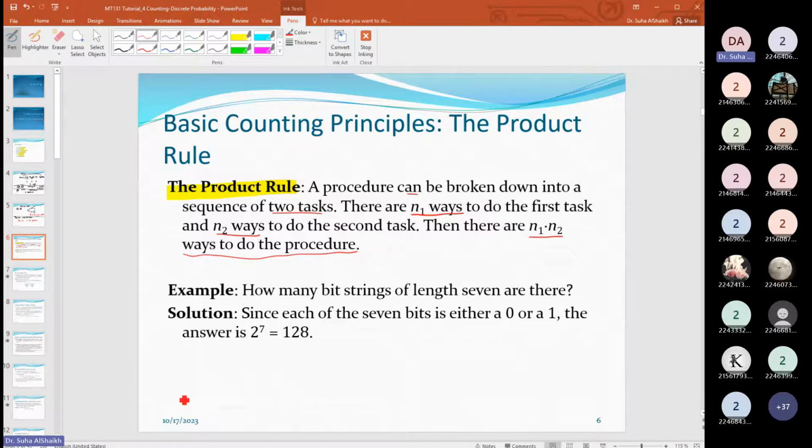Okay, so if I have 2 procedures, one finishes and then I do the next, it means the number of outcomes will be multiplied here to get the overall number of outcomes.